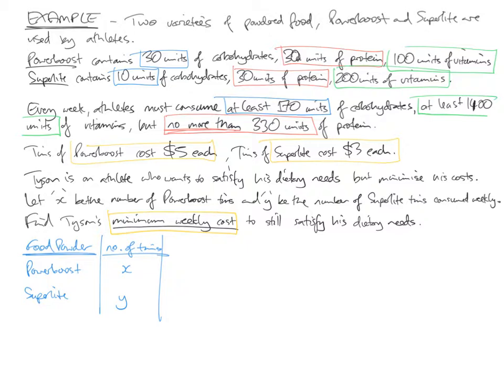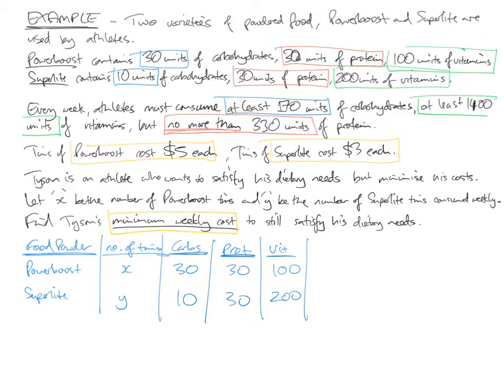So let's finish off this table. Let's do carbs first. Carbs: Power Boost contains 30, Superlight contains 10. Protein: Power Boost contains 30, Superlight contains 30. Vitamins: Power Boost contains 100, Superlight contains 200. Cost: Power Boost is $5 each, Superlight is $3 each.